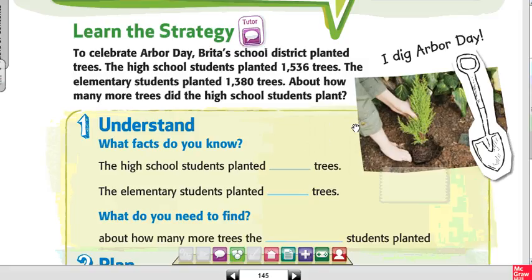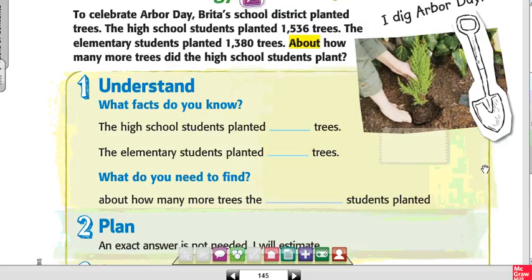To celebrate Arbor Day or Tree Day, Breda School District planted trees. The high school students planted 1,536 trees. The elementary students planted 1,380 trees. About how many? So there's that key word, about how many. So what am I going to do? Round. I'm going to round first, right? And then subtract. About how many more trees did the high school students plant?